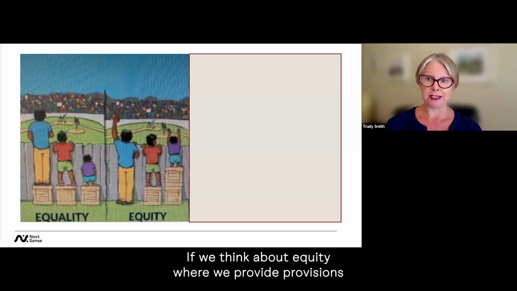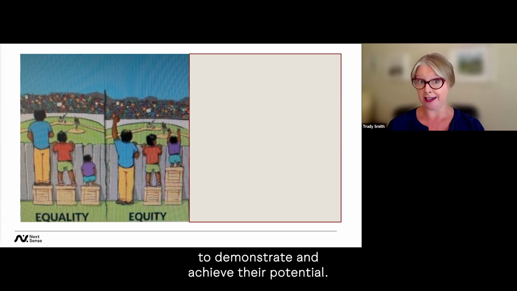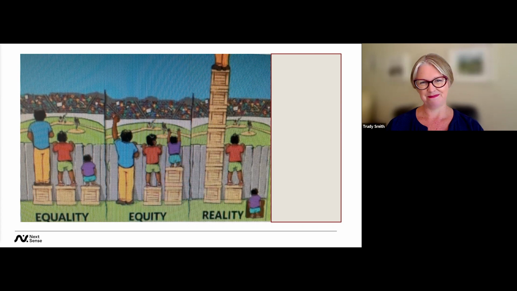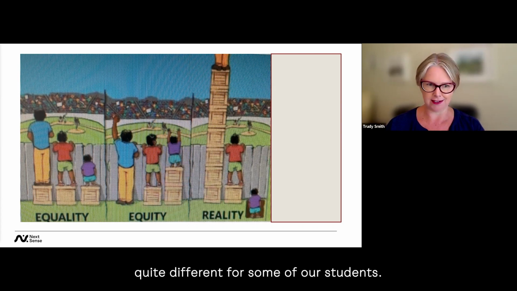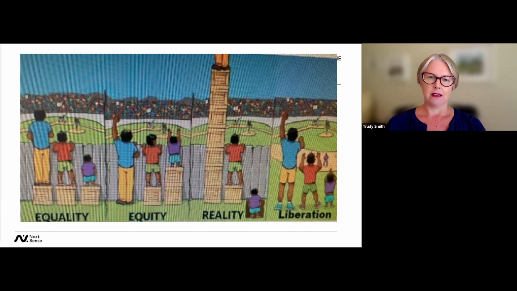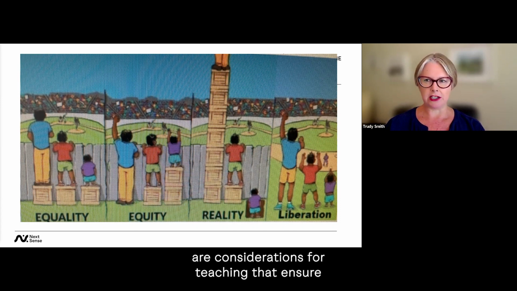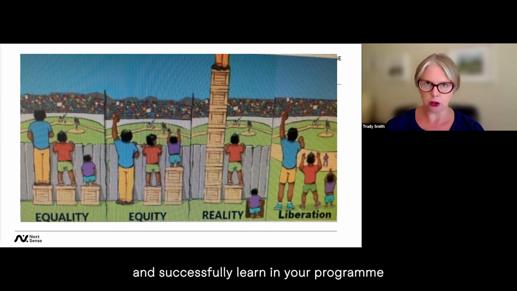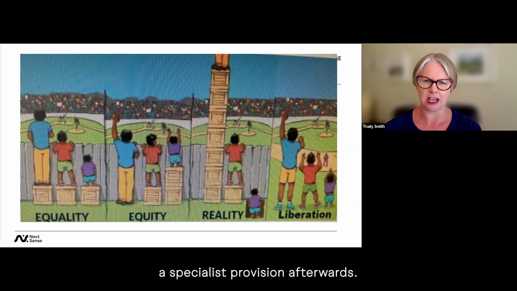If we think about equity, where we provide provisions to ensure that everyone can access the program, our students have more opportunities to demonstrate and achieve their potential. But let's be honest, the reality is often quite different for some of our students. So what Sue and I are sharing with you today are considerations for teaching that ensure that any student can enrol in and successfully learn in your program, regardless of disability, without needing to bolt on a specialist provision afterwards.